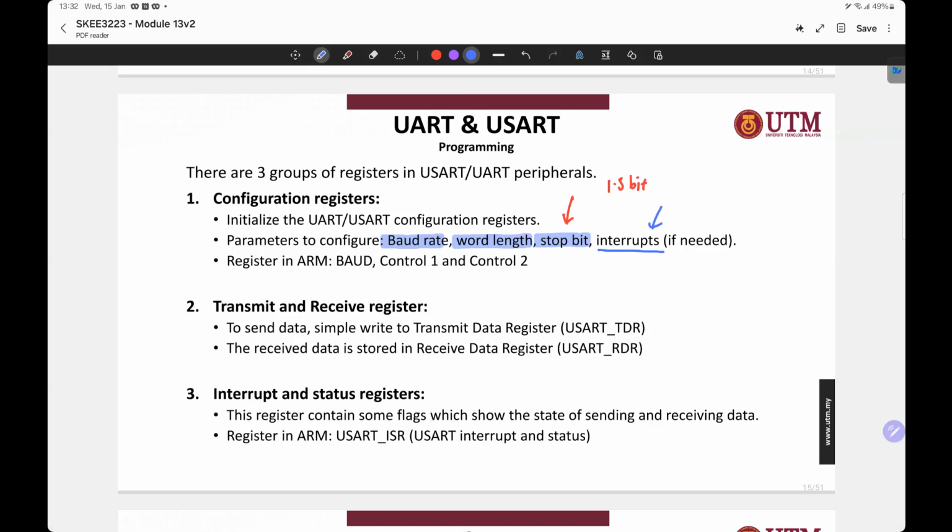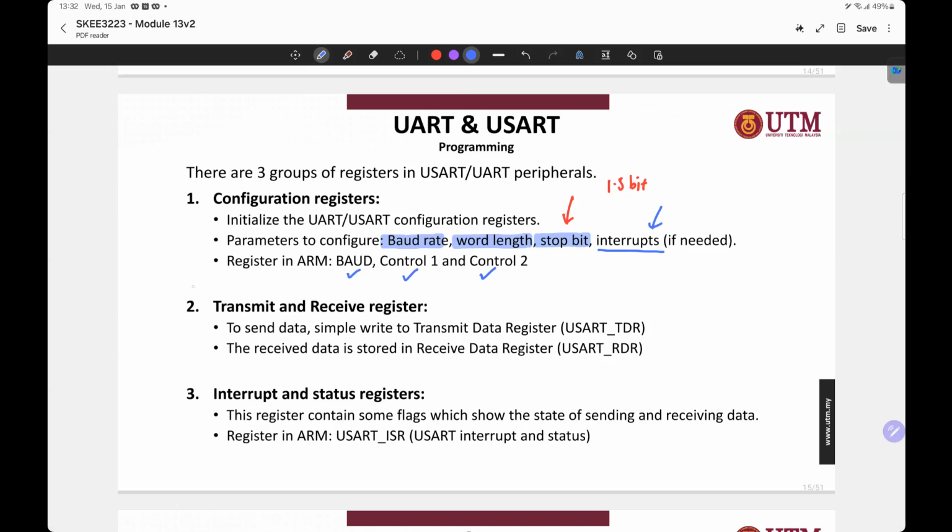Okay, so the registers. You need to know the baud register, then the control 1 register and control 2 register. For the UART and USART configuration, you need to know 3 registers: baud, control 1 and control 2.